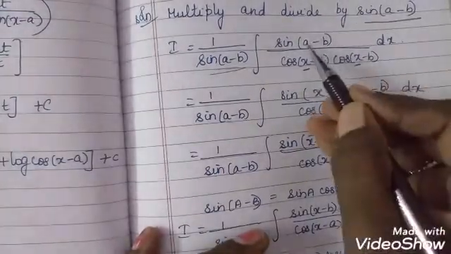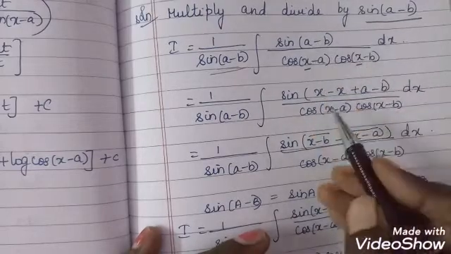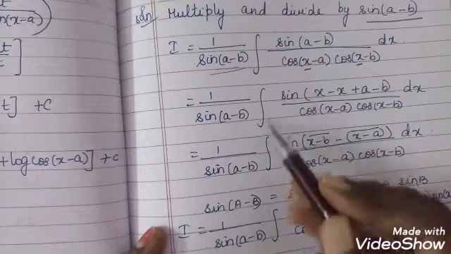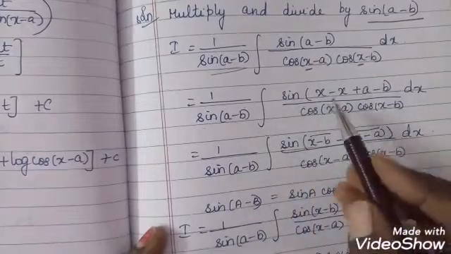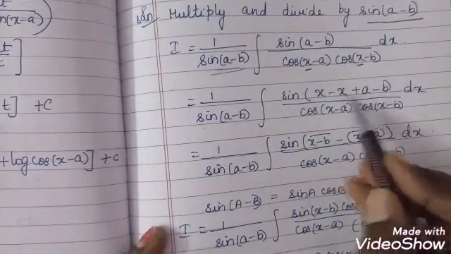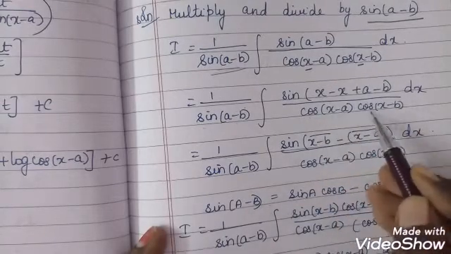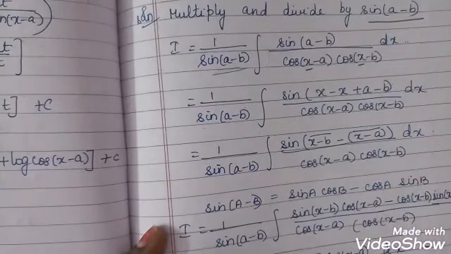So I need to introduce x here. So how can I introduce x? That's what I have done in the next step. 1 by sine of a minus b, integral of sine of x plus x and minus x plus a minus b, divided by cos of x minus a into cos of x minus b dx, you have here.